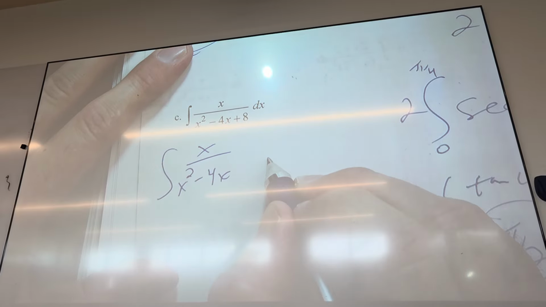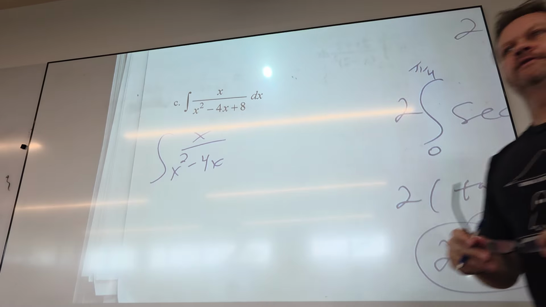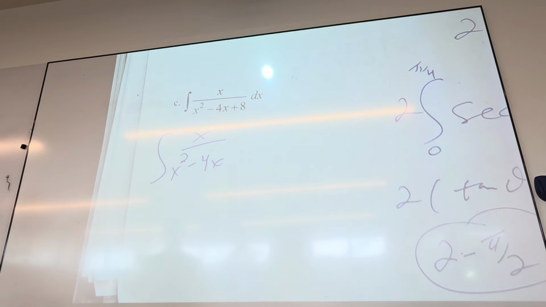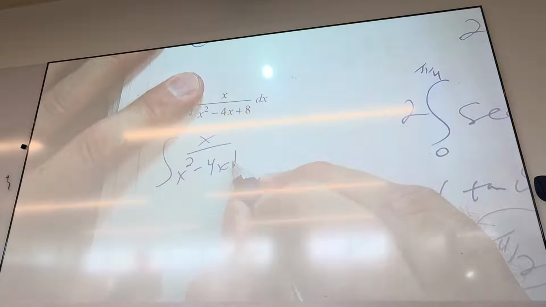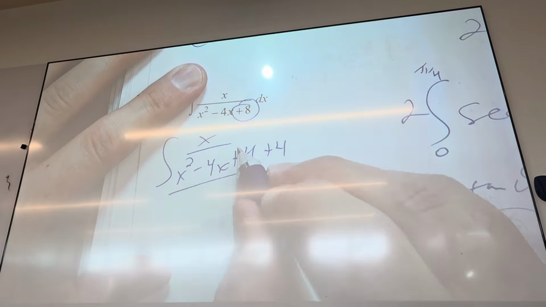You guys remember completing the square? Let me see if we can do this a more interesting way. Does anybody not remember completing the square? Okay, nobody. So you take half the middle, right? What's half of -4? -2. And then you square. 4. So that's what I have to add to make this factor nicely, but I had +8, so I have an extra +4.